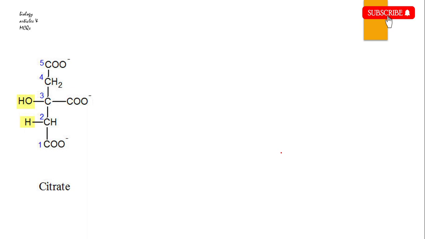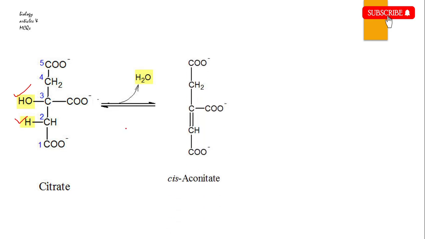Now in the second step, there is a citrate molecule, and this citrate molecule will first of all remove its water. The hydrogen from carbon number 2 and the OH molecule, that is the hydroxyl group, from carbon number 3. There is removal of water, and there is now the formation of cis-aconitate, and cis-aconitate has a double bond between carbon number 2 and 3 because the hydrogen and hydroxyl groups are removed from it.